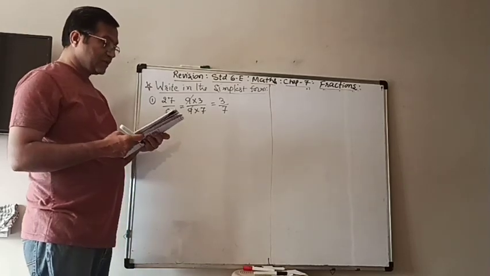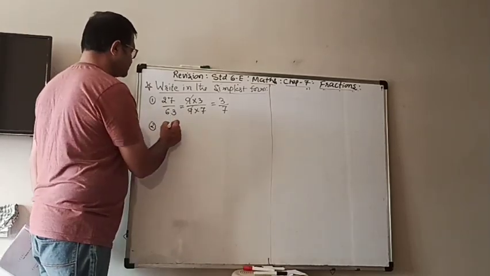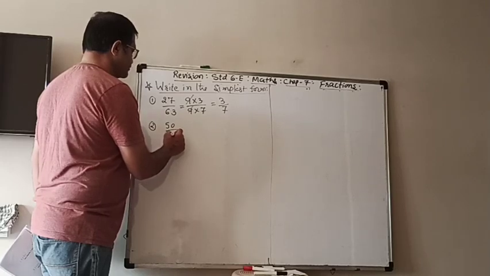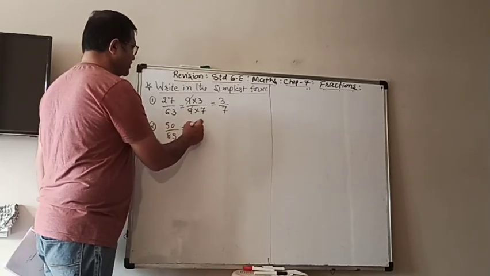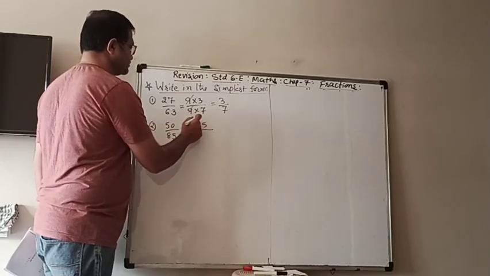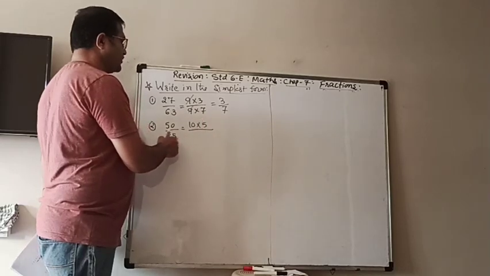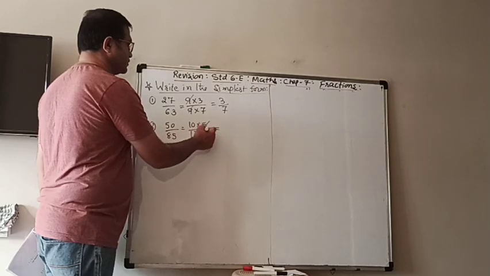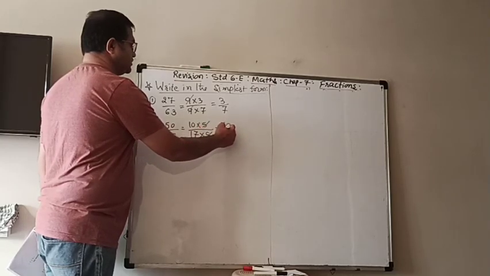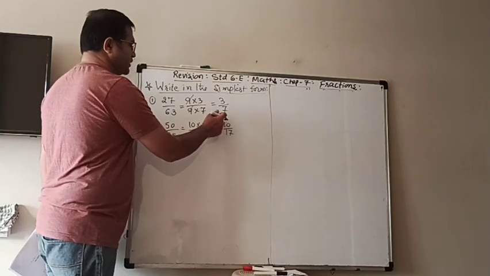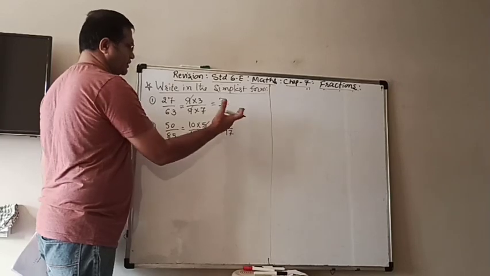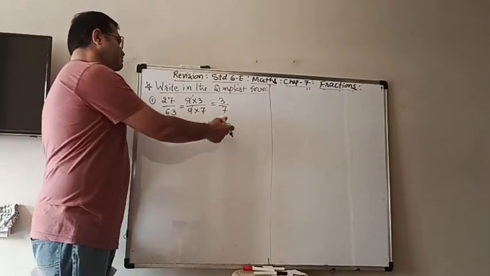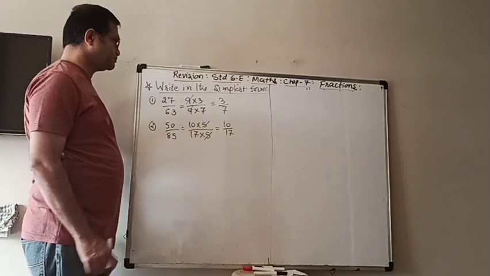Next is 50 upon 85. 50, we know that 10 5s are 50, and 85, 17 5s are 85. 5 5 gone. 10 upon 17. Now 5 2s are 10, but 17 doesn't have any. So that is the final answer.